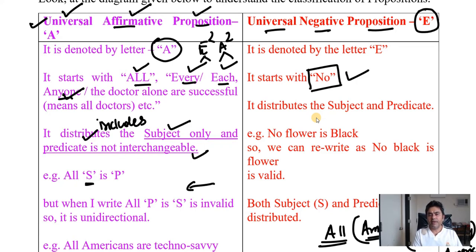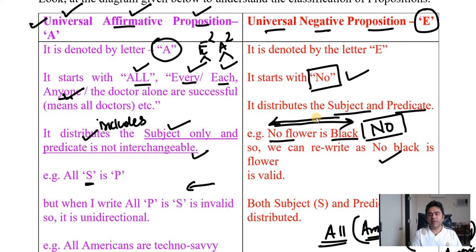For example, no flower is black. So you can say no black is a flower. So it can go in both directions. It may go from here to here, and it may go from here to here. That is in the E type of proposition. You can convert subject to predicate and predicate to subject. So both subject and predicate are distributed or included.